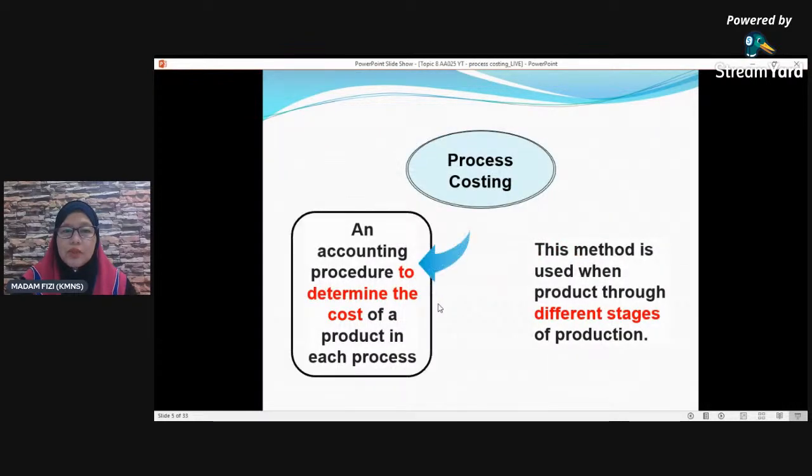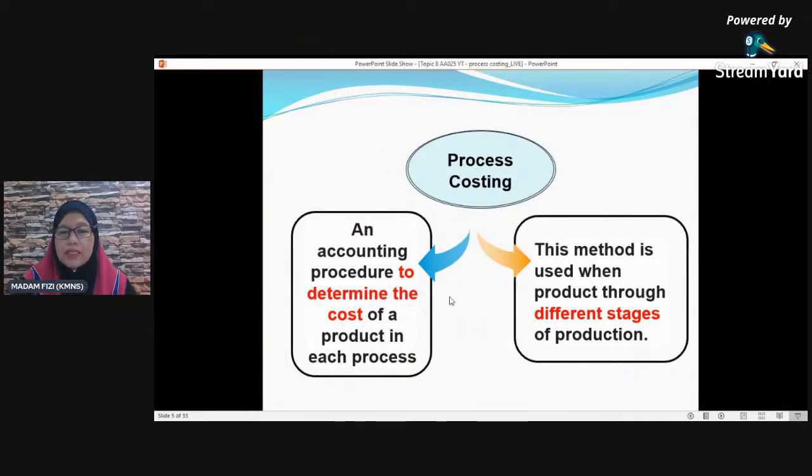Okay, so process costing means an accounting procedure to determine the cost of a product in each process. Okay, maksudnya process costing ni kita nak kira cost dalam setiap proses. And this method is used when produced through different stages of production. Apa maksud different stages? Maksudnya dia ada beberapa proses, mungkin ada 2 atau 3 proses. Ya.